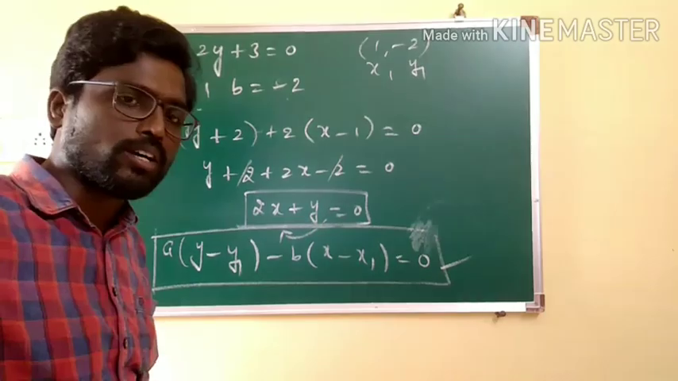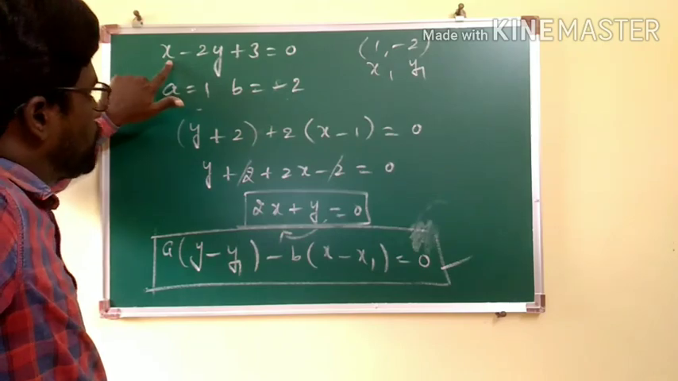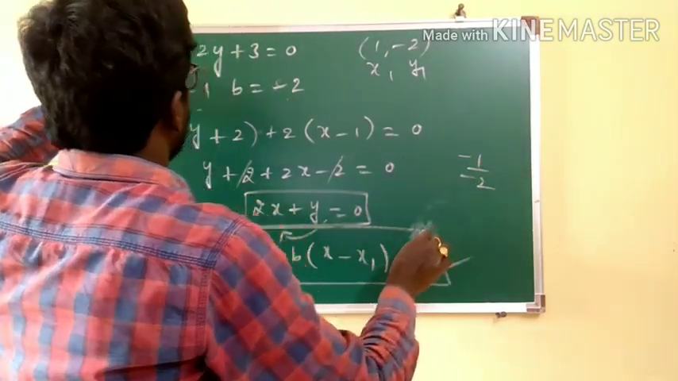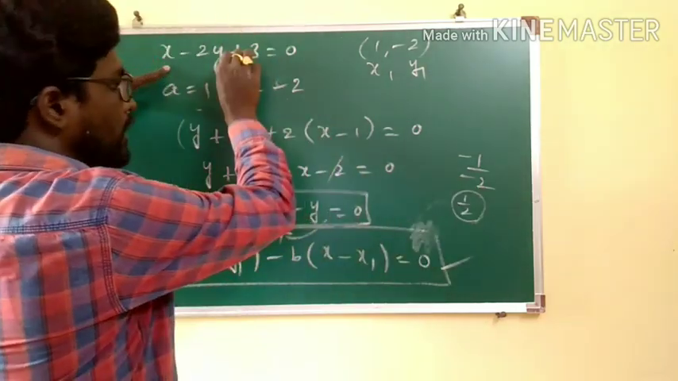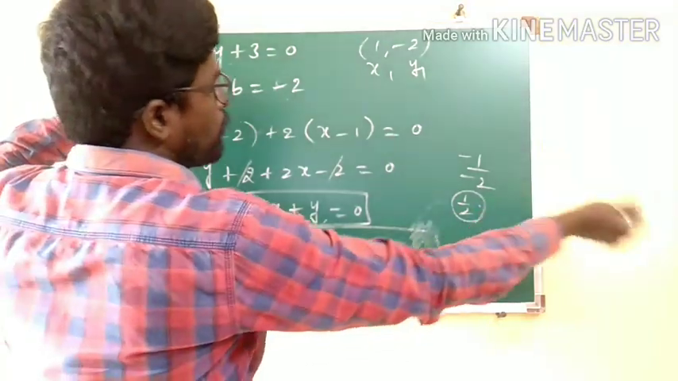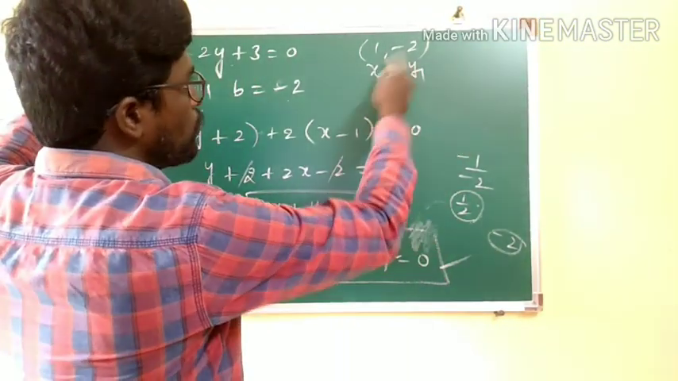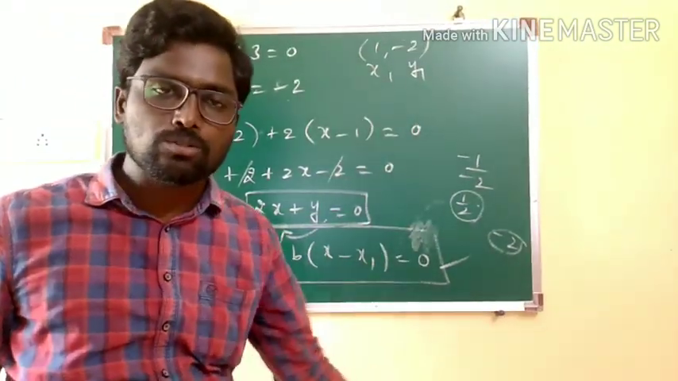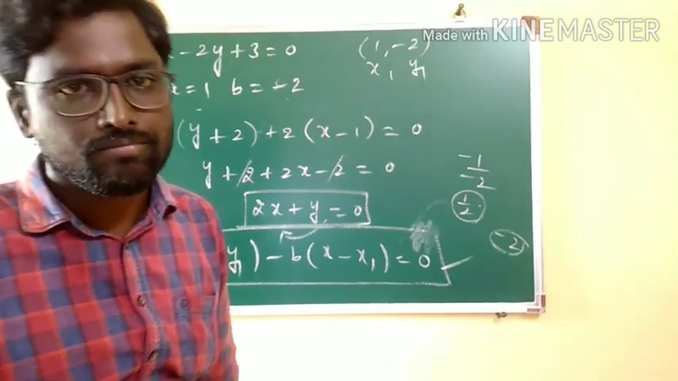Otherwise what is the general procedure? Tell me. The general procedure is, we'll take the slope of this. What is slope of this? Minus a by b means minus 1 by minus 2. Okay, so you'll be getting 1 by 2. Therefore the slope of the required line will be, 1 by 2 into m2 equal to minus 1, means minus 2, and that line is passing through 1 comma minus 2 and having the slope minus 2, so that we will use y minus y1 is equal to m into x minus x1.